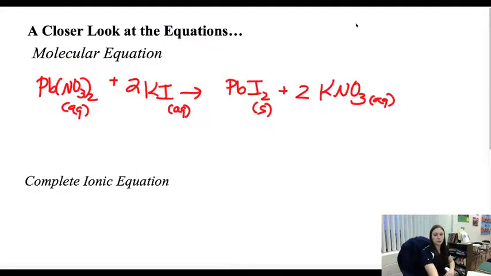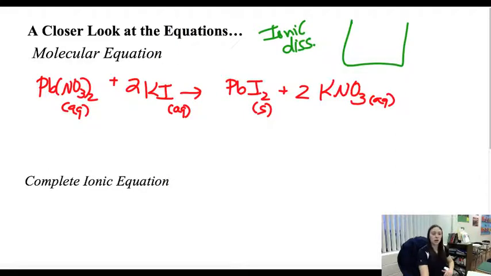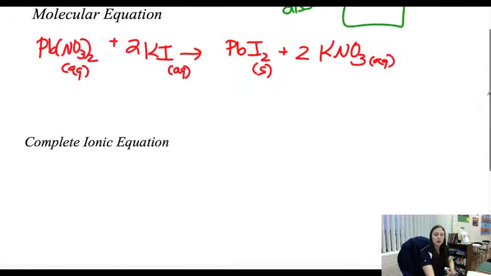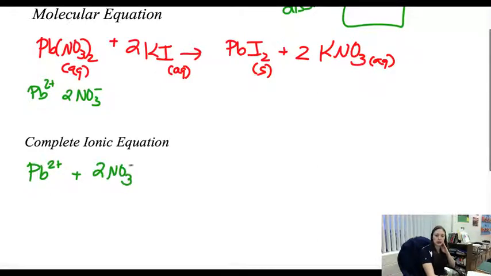So in an actual reaction in my beaker, okay, if this is a solution, that means that they are dissolved and they are dissociated. Okay, remember, ionic compounds dissociate because they are strong electrolytes. So that means in an actual beaker, you don't have lead nitrate and potassium iodide. I have lead ions, Pb, a 2+, and nitrate ions. So when we break this apart to a complete ionic, I have the lead, it's a 2+. And how many nitrates do I have? Well, I have 2, so we go plus 2 NO3-.